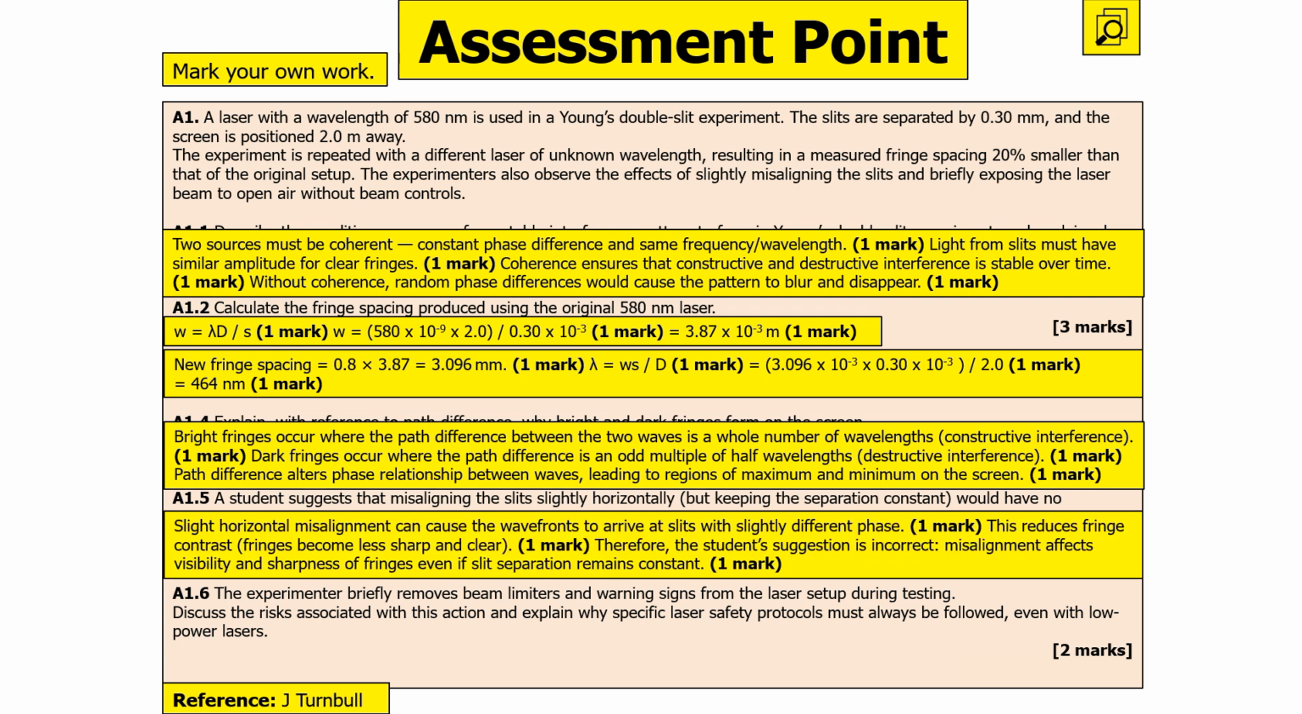Now, the slight horizontal misalignment can cause the wavefronts to arrive at slits with slightly different phases. This reduces the fringe contrast, so therefore the student's suggestion is incorrect. The misalignment would affect the visibility and the sharpness of the fringes even if the slit separation remains constant.